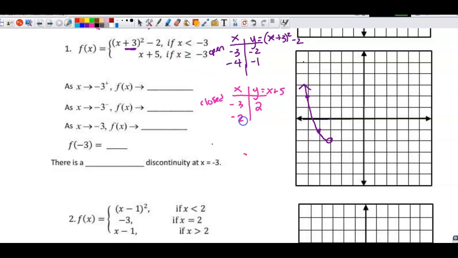And then -2, because these are values greater than -3. -2 plus 5 is going to be 3. So at -3 my value is 2, and at -2 my value is 3. It looks like this is going to go up like this, because this is a line. And this is a solid dot because it's equal to that. That's my graph.